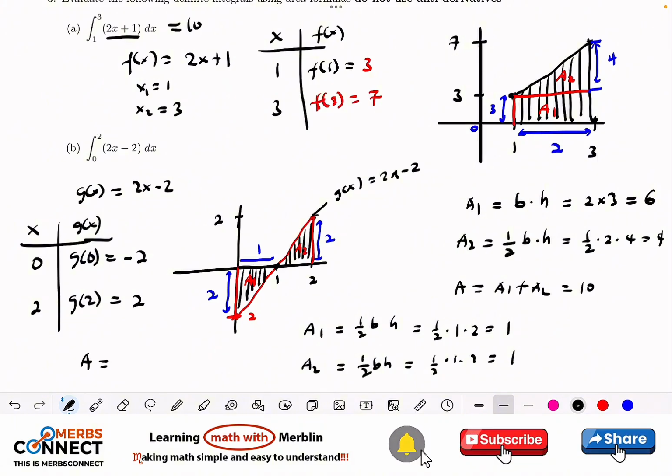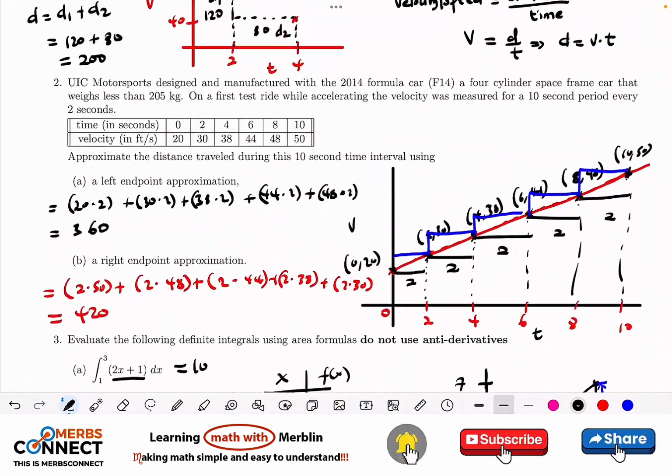So what is the area? Now remember area 1 is below the x-axis. So anything below the x-axis, we are going to negate it. So we are going to have negative A1 plus A2. So minus 1 plus 1, and we are going to get 0. So you will see that when you integrate this, we are going to have 0. So that is the idea with the integration that we want to work with.